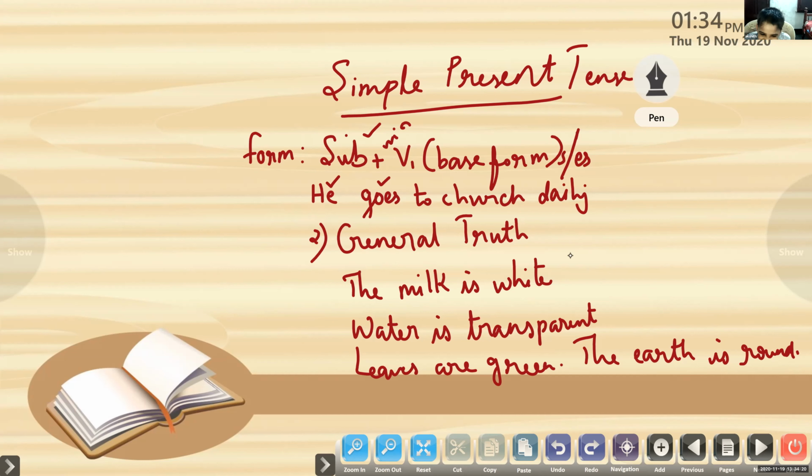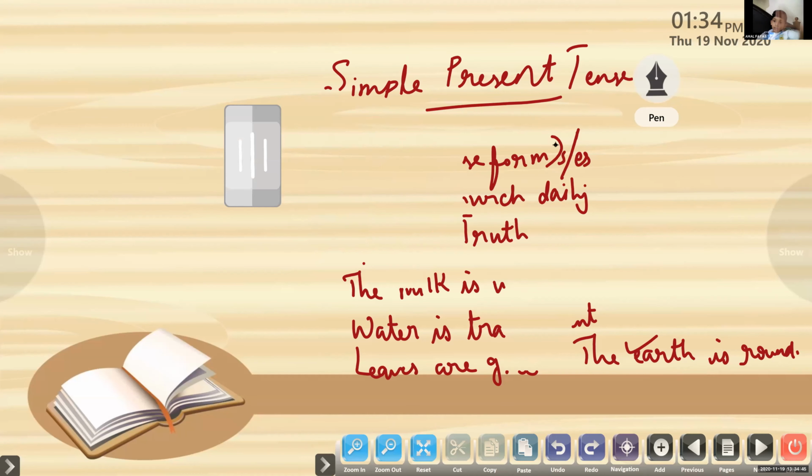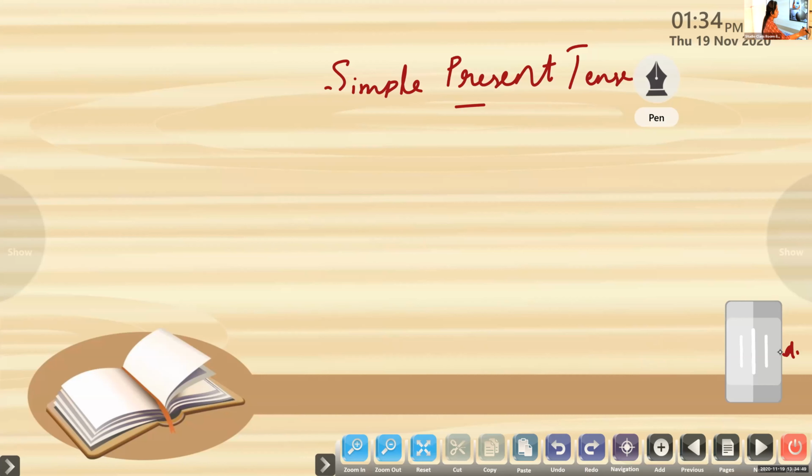Can we change these things? Just have a look. Can we change this? No, there is no change for these items. So this should always be said in simple present tense. Something which you do daily, and general truths like this, should always be told in simple present tense. Hope it's clear why we have to use simple present tense.